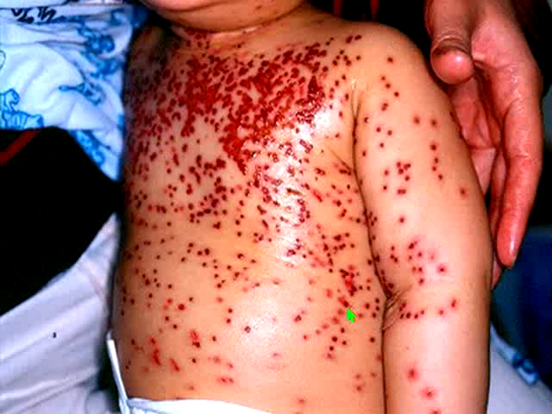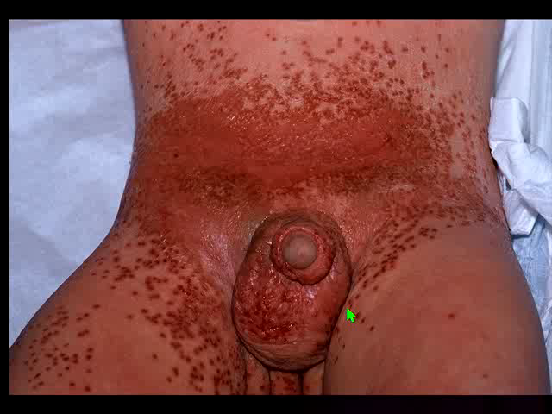Again, another very widespread example. These can be very generalized, especially if the patient's eczema is very generalized. And these are the sorts of patients that we would hospitalize for this condition. So again, very widespread erosions here.